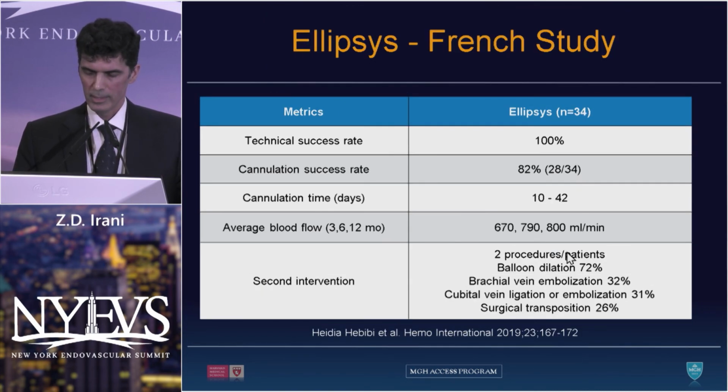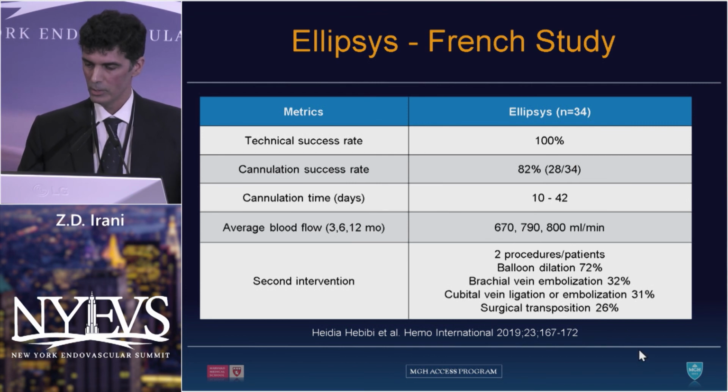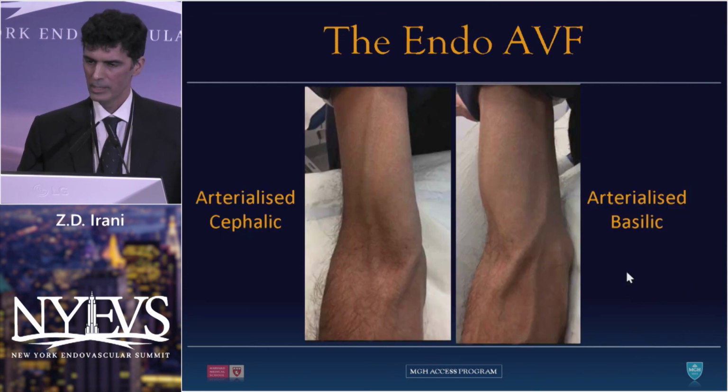The French study, again a smaller cohort, but they found the same outcomes, a high success rate. Cannulation was high in terms of getting two needles in there. But note again that the adjunctive procedure requirements were very high, with balloon dilation standing out in this cohort as well. This is what they look like.